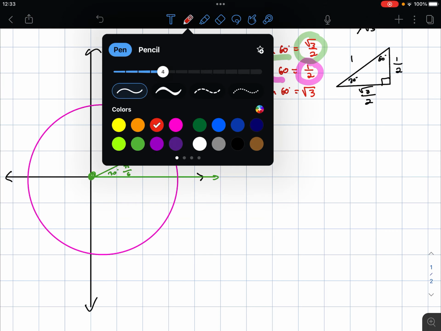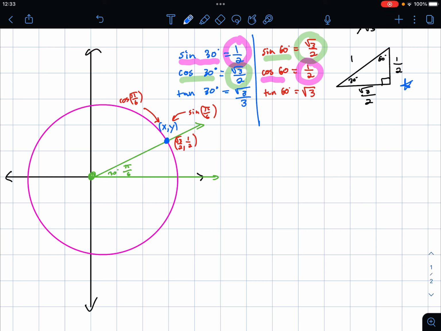And that came from this triangle over here, which is the exact triangle we have if we draw it in on this coordinate plane. We have a hypotenuse of 1, an opposite of 1/2, and an adjacent of root 3 over 2. And so putting all that together, we end up with these coordinates. And so that's going to be our reference angle of pi over 6.